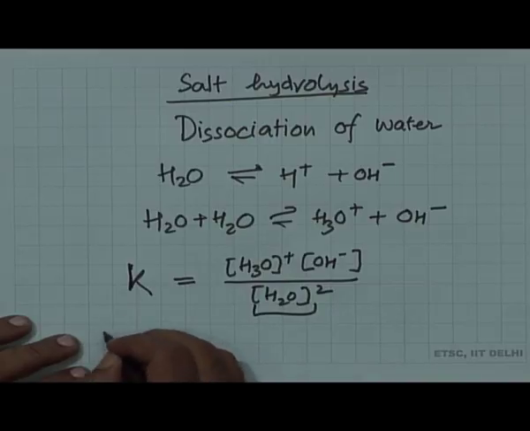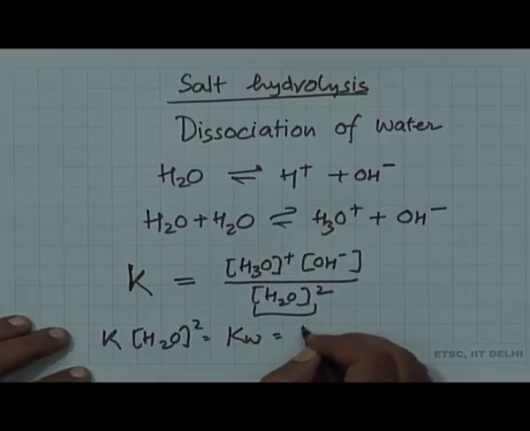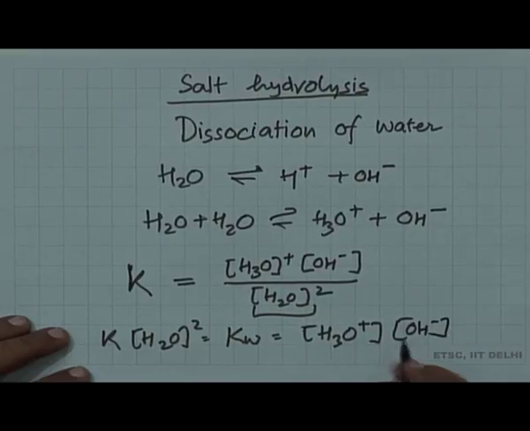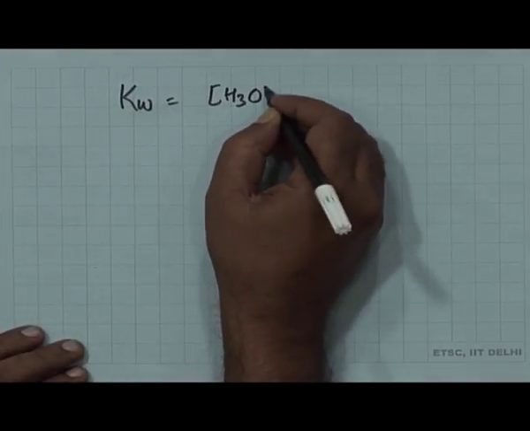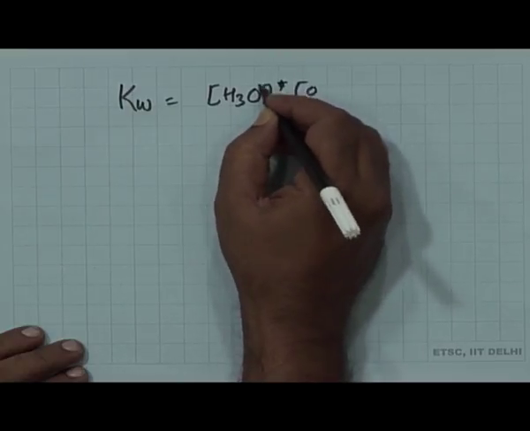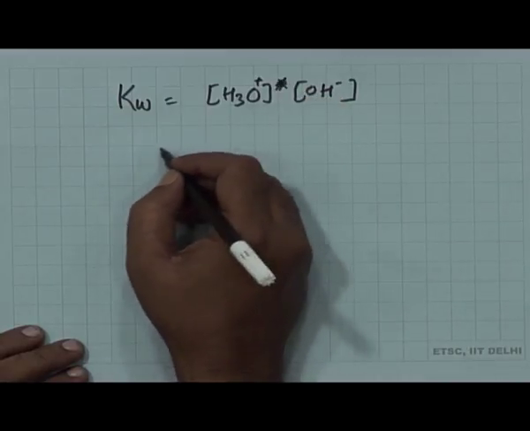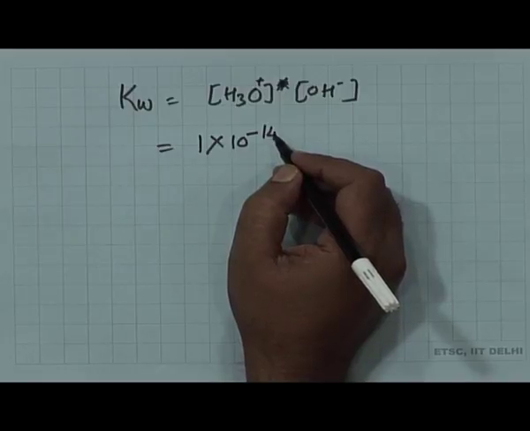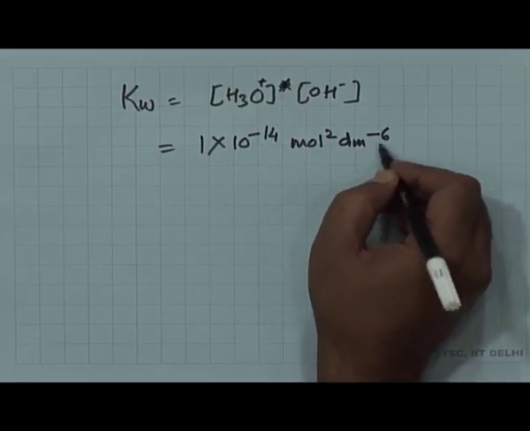And this is a constant, so K times [H2O]^2 is also known as Kw, and this is equal to [H3O+] times [OH-]. So, Kw is equal to the H3O+ concentration times the OH- ion concentration, and this is equal to 1 x 10^-14 mol^2 dm^-6.